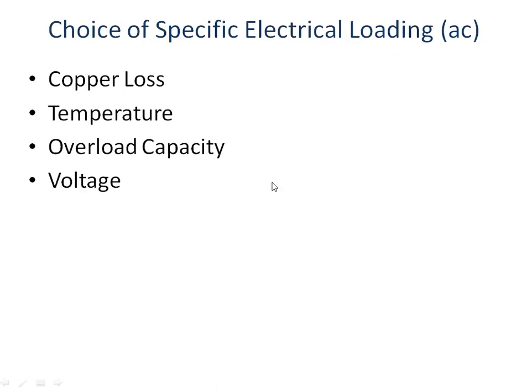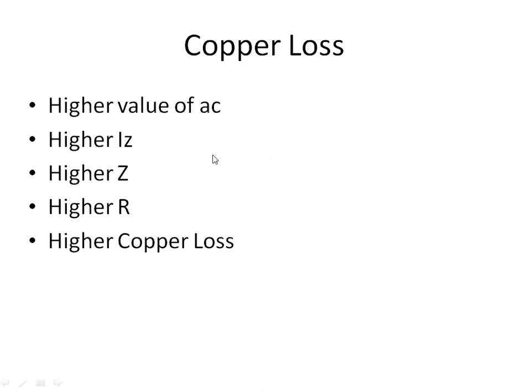Let us discuss. The choice of specific electric loading will basically depend upon four parameters. Firstly, the copper loss, temperature of the machine, overload capacity which the motor can take up, and of course the supply voltage for which the motor is to be designed. First, the copper loss. The copper loss of the induction motor we know is given by I²R. So definitely if the value of ampere conductors is taken higher, then the input current to the motor will be high.